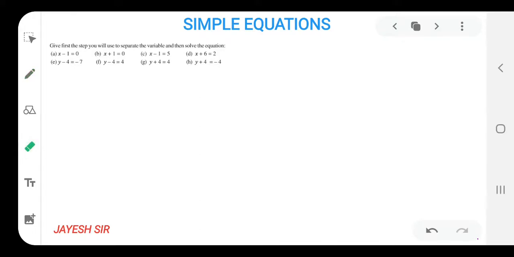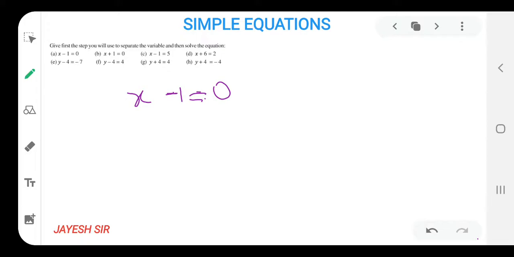First, give the step you will use to separate the variable and then solve the equation. As we already learned in previous classes, and I have explained in detail how to find the value of a variable. My students are capable of solving the equation given here, x minus 1 equals 0, by the simple method I have informed them to use.